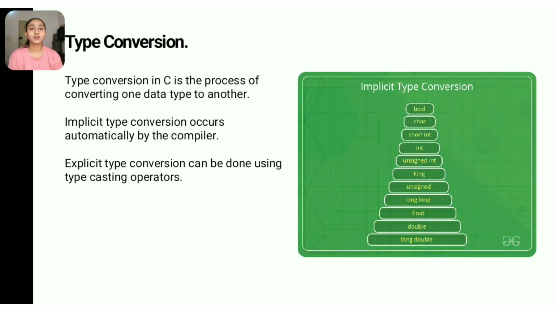Type conversion. Type conversion in C is the process of converting one data type to another. Implicit type conversion occurs automatically by the compiler. Explicit type conversion can be done using the typecasting operators.